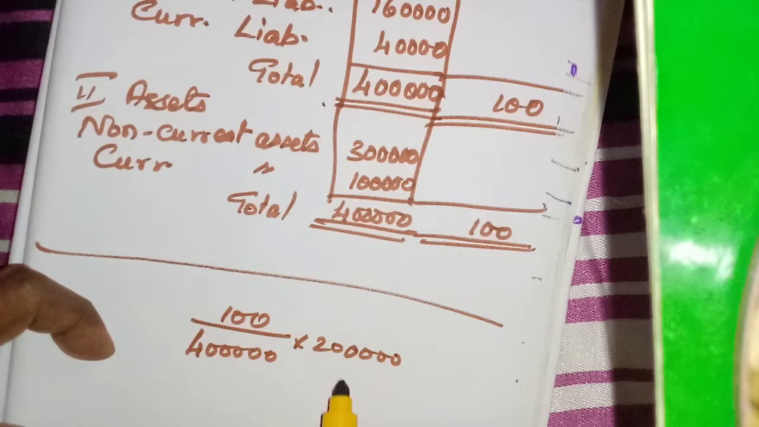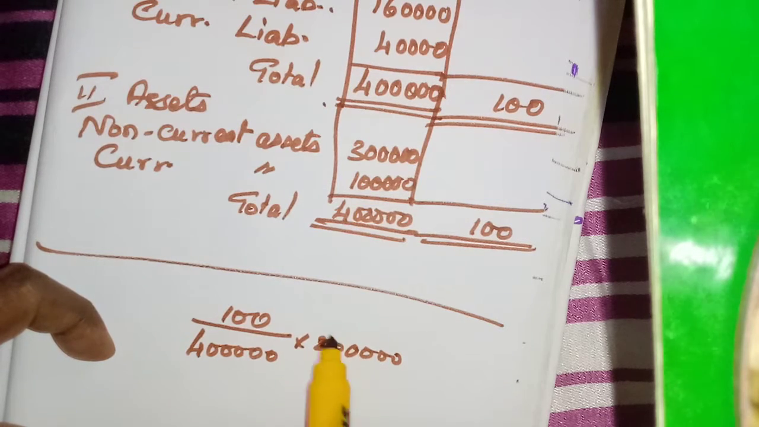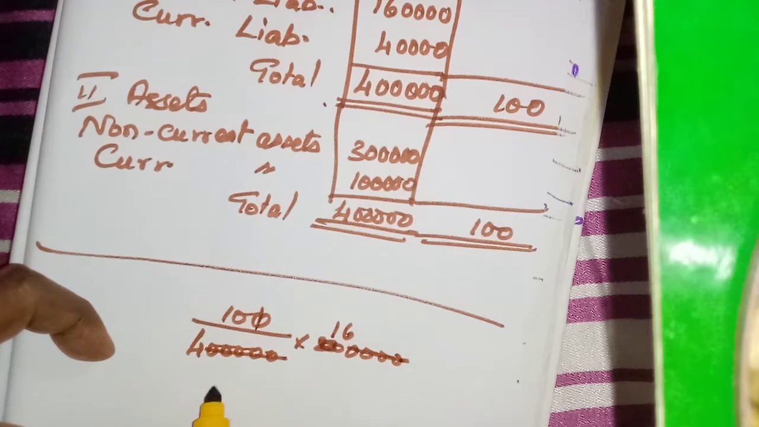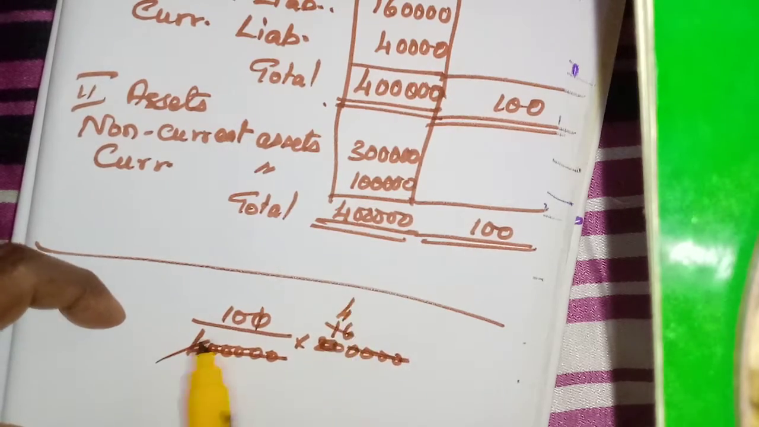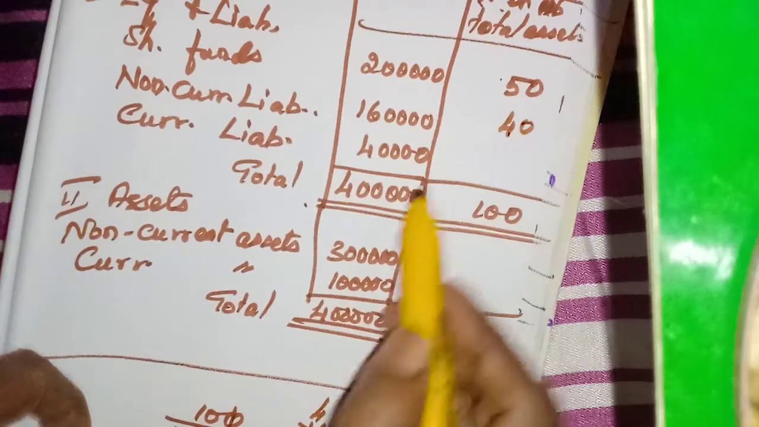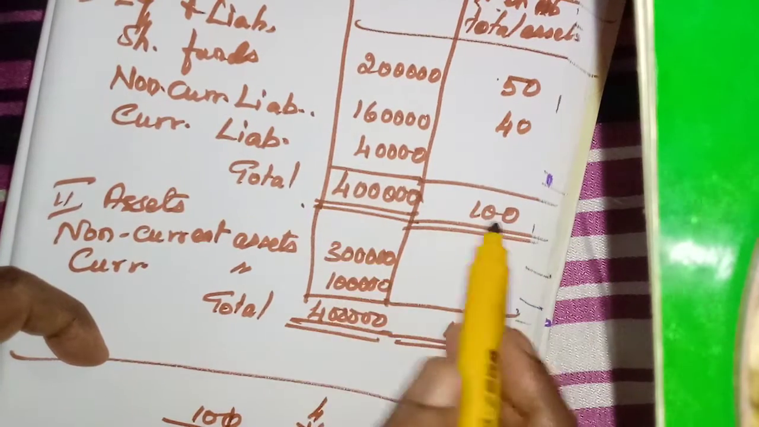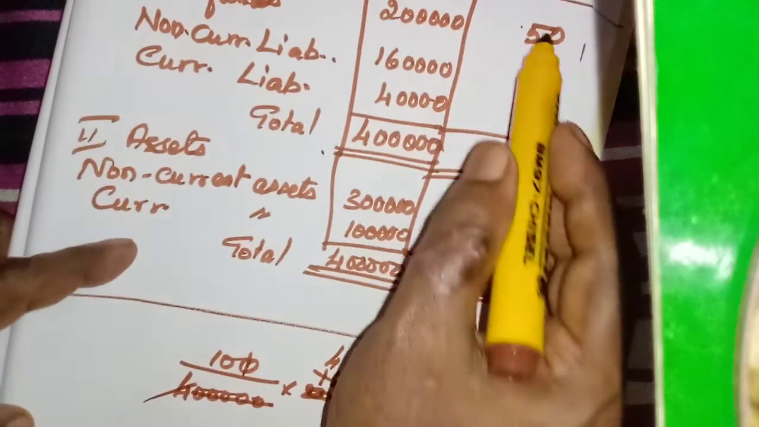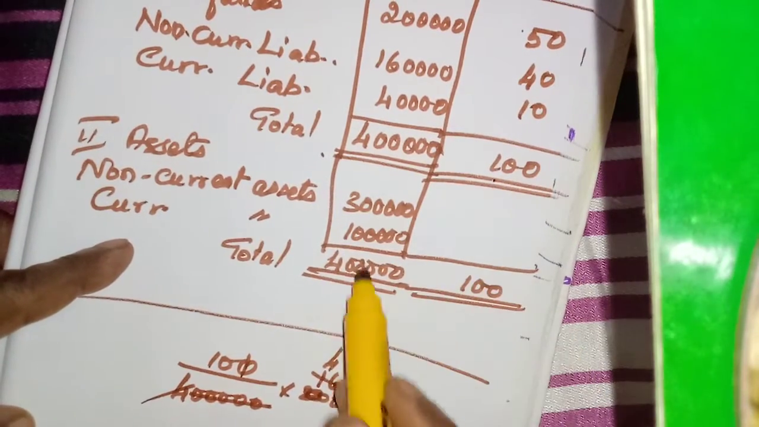Okay, next one we will take 1,60,000. For 4 lakh 100, so for 1,60,000: 50, here 4, 1, then 4, 4, 40, isn't it? Then for 4 lakh 100, 40,000 is 10, isn't it? That 10 we need to reduce, and we will get the balance.